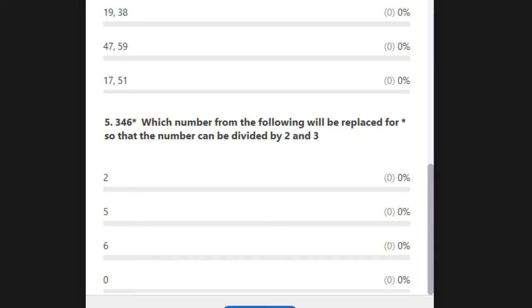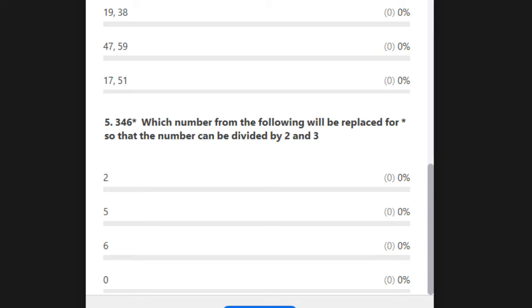Then move to next. And next there is the last question of second round. Fifth question of second round. Read the question. 3, 4, 6, star. The number is given. And what is said? Which number from the following options can be replaced for star so that the number can be divided by 2 and 3.